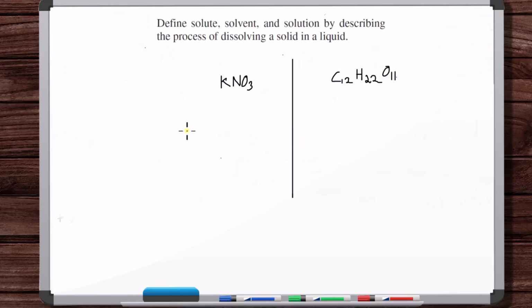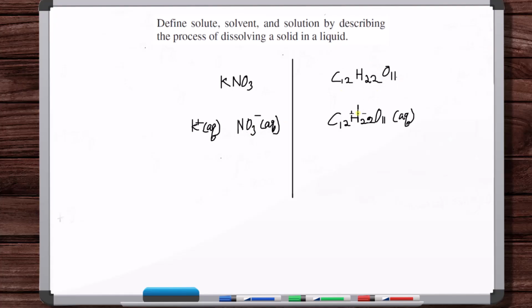This KNO3 gets dissolved, it breaks up into K+ aqueous and NO3- aqueous. The sugar just becomes C12H22O11 aqueous. These get hydrated. They get completely surrounded by water molecules. They break up, and these ions are surrounded by water molecules. That's what being dissolved means.